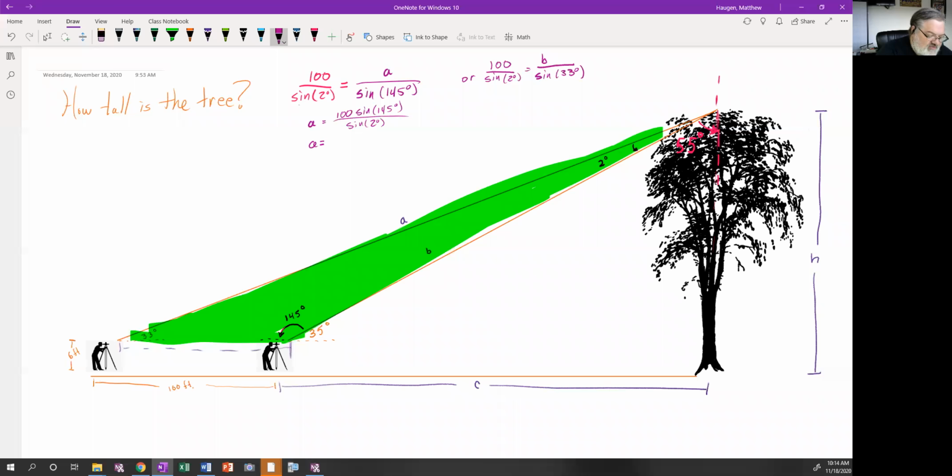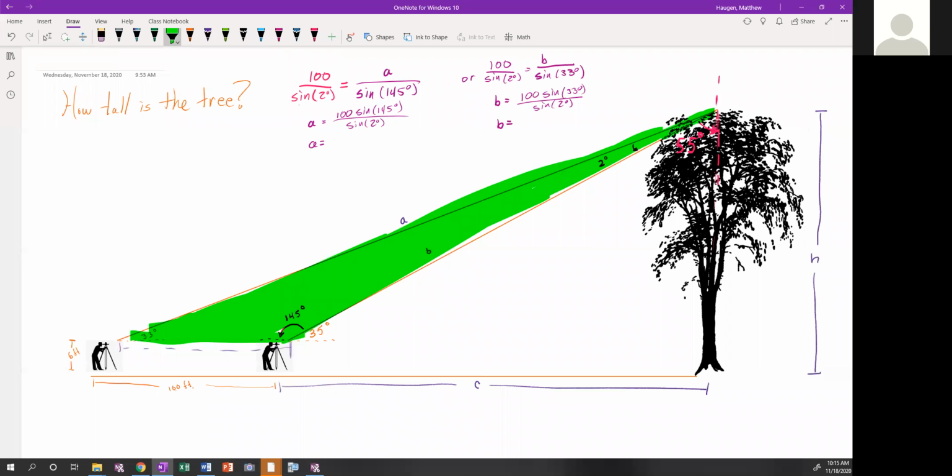So why don't you guys let me know a nice approximation for that? And our B would be 100 sine 33 degrees over the sine of 2 degrees. So Cynthia, since you liked B, why don't you give me a decimal approximation for B? And Beatrice, if you can give me a decimal approximation for A, that'd be great. And Kate, if you want to check either or both of those, just to make sure we're headed in the right direction.